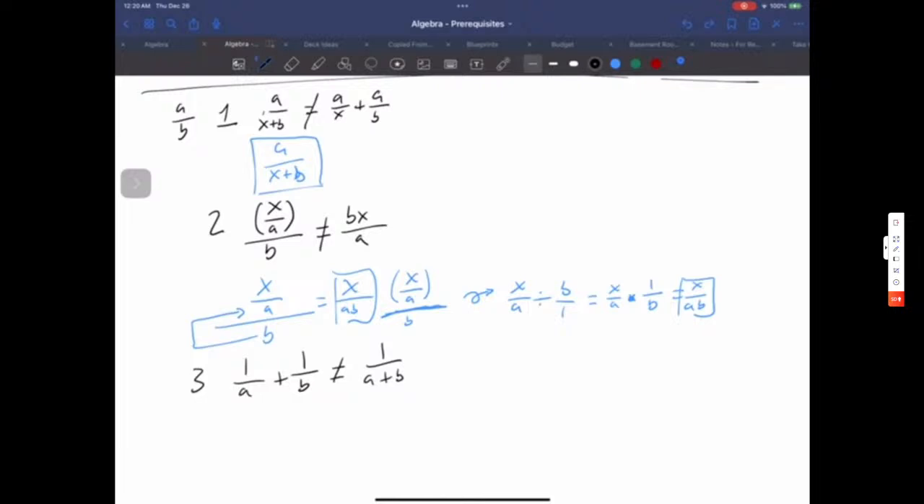But what you would do here to get the right answer is common denominators, right? So you'd have the first one is b over b times 1 over a plus a over a times 1 over b. And that's going to be equal to b over ab plus a over ab. And that's going to be equal to a plus b over ab.